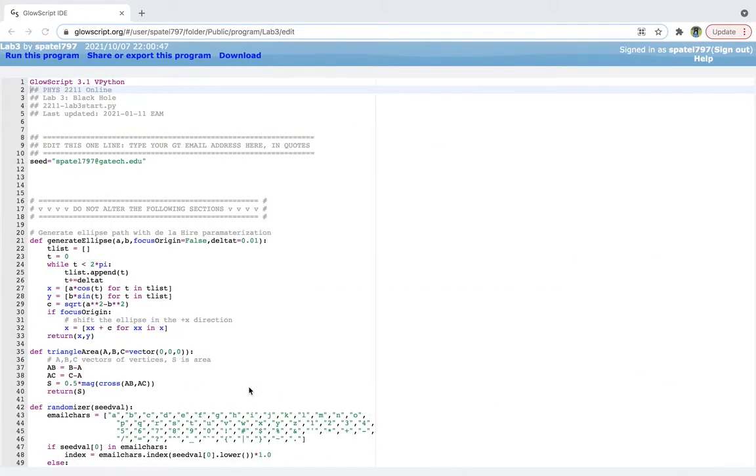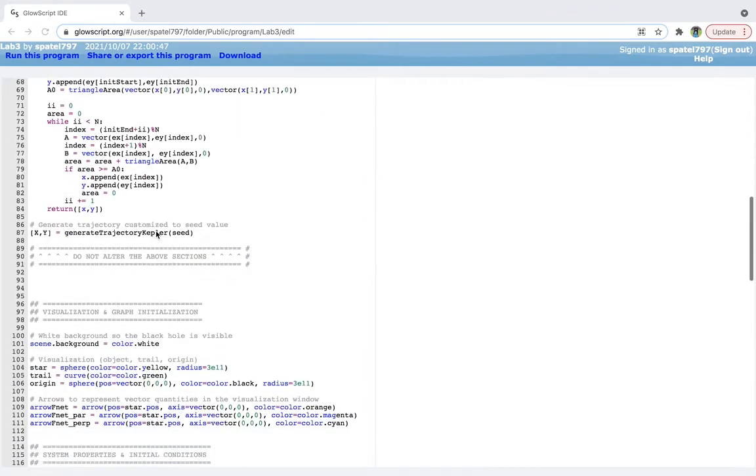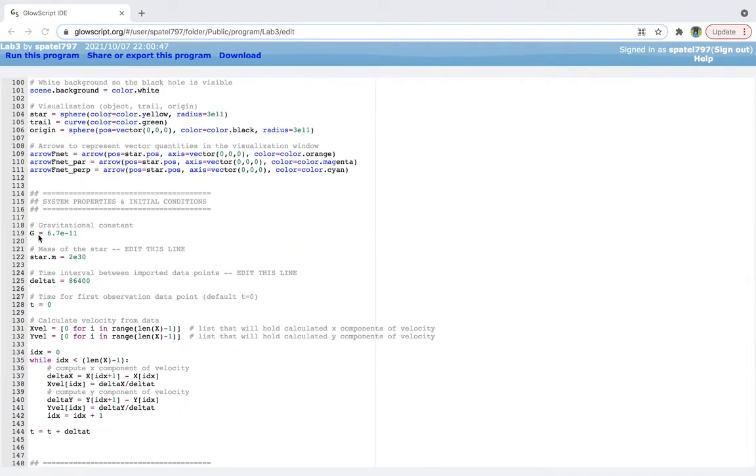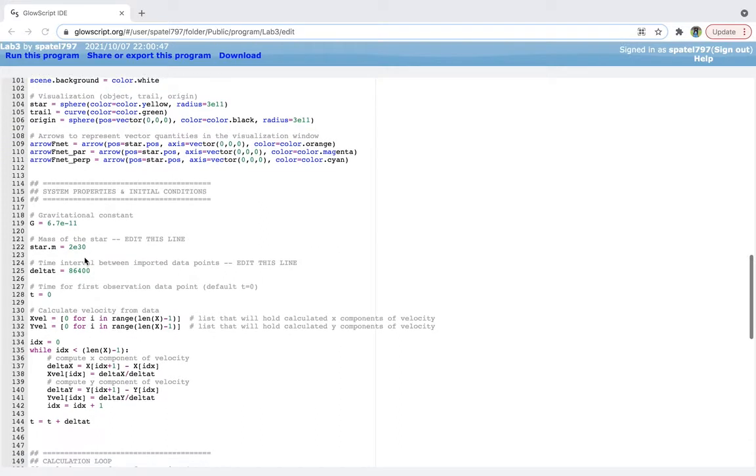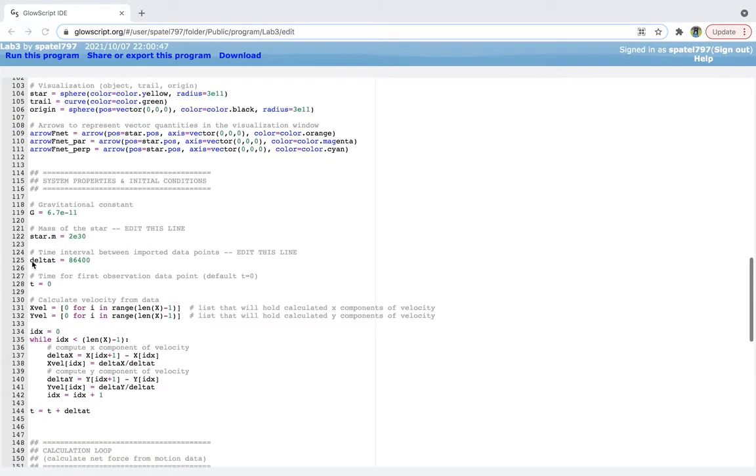When we take a look at our code, we see that the seed is my Georgia Tech email, and this creates the unique trajectory of the star. If we scroll down to where our variables are, our first variable is G, the gravitational constant, which is 6.7 times 10 to the negative 11. Then we were given the star's mass as 2 times 10 to the 30, and delta t is the number of seconds in a day, so that is 86,400.